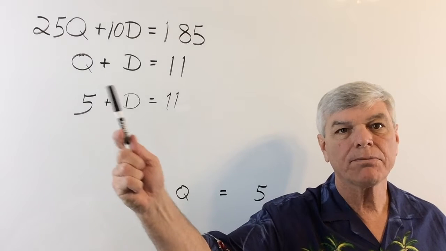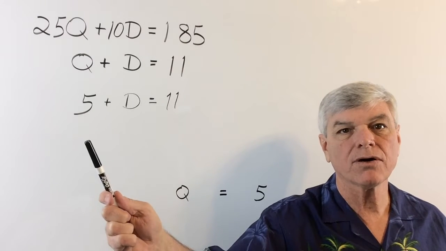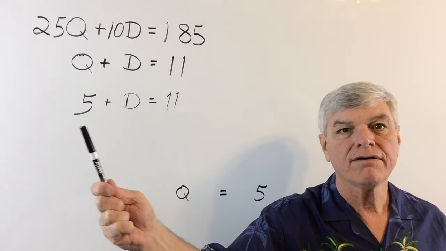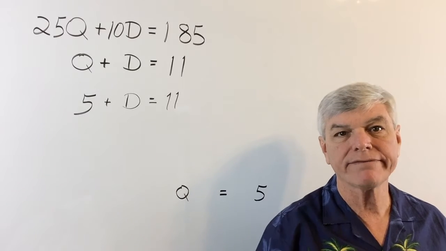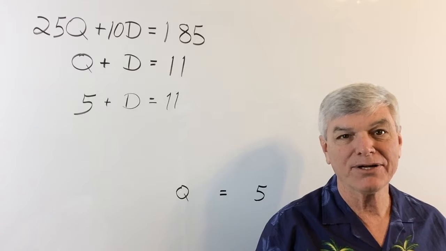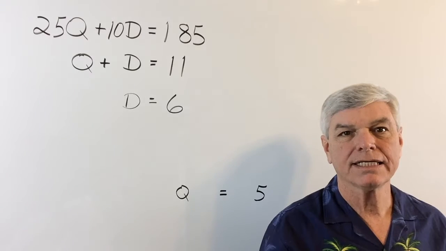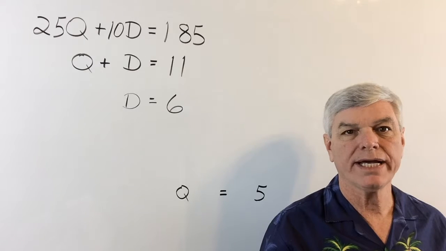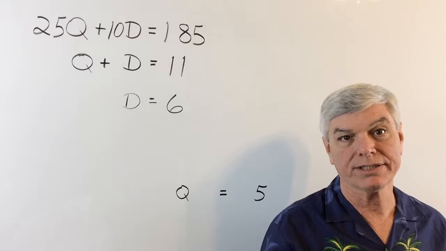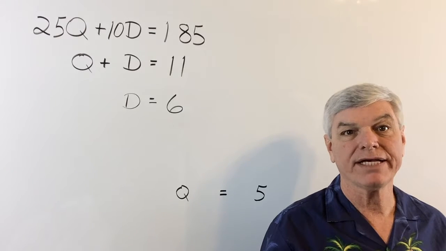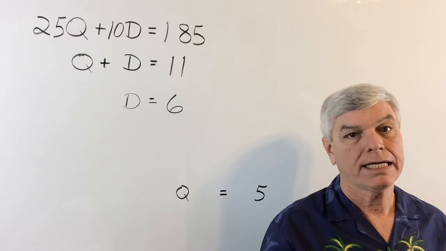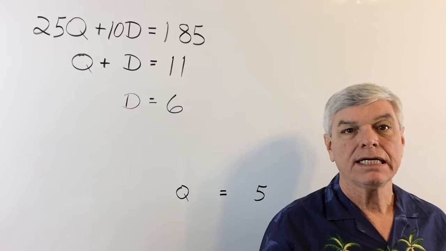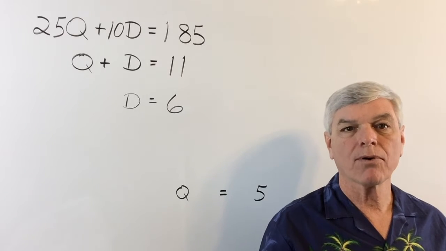That's right, Q plus D equals 11, so Q equals 5. 5 plus D equals 11. I'm not going to even bring that down. You know what the value of D is. That's right, 11 minus 5 is 6, and so we have 6 dimes and 5 quarters, and that is the answer to the question. They asked us how many of each type of coin we had, and that's the answer. Now, that's a coin problem.